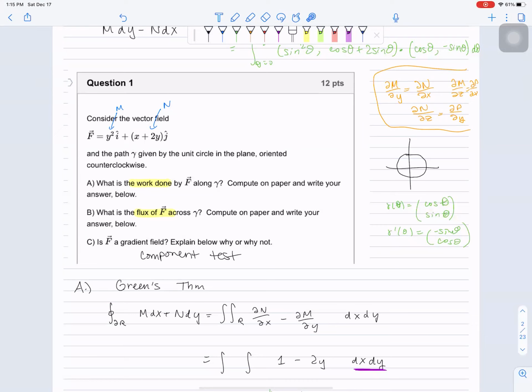But right now, because we only have an i and a j component, we don't have to check all 3. The only possible partials we can check are m with respect to the other variable, y. Is that equal to n with respect to the only other variable we have, which is x? So to see if F is a gradient vector field, we should check this. Is that true? Well, the partial of m with respect to y gives me 2y. Partial of n with respect to x gives me 1. Are they equal? They are not equal. And so it's not a gradient vector field because it doesn't pass the component test.